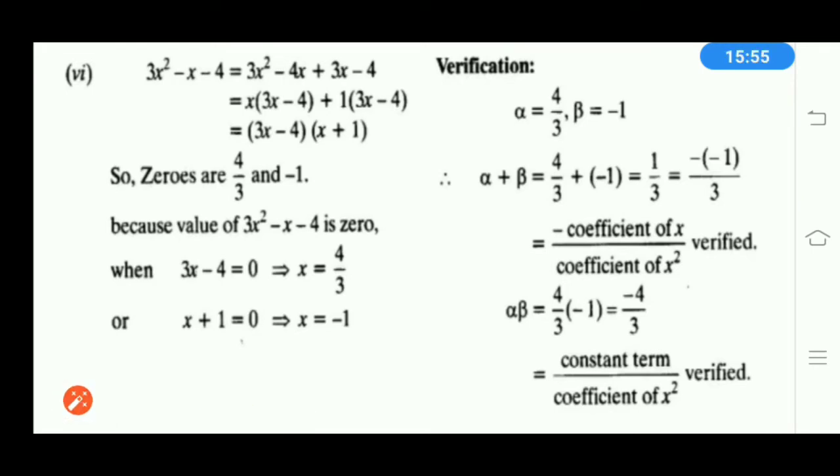I think after seeing this video, all of you can easily find the zeros of a polynomial, and you can easily establish the verification part also. It's very easy. Now we start question number 2. But before starting question number 2, I want to discuss one thing.